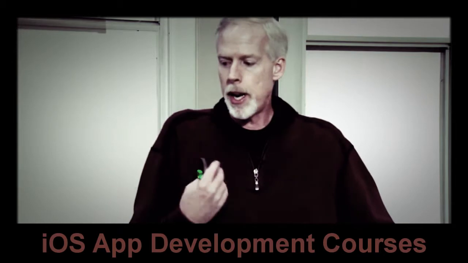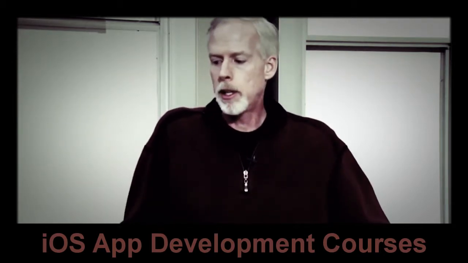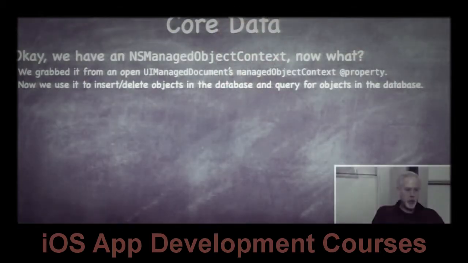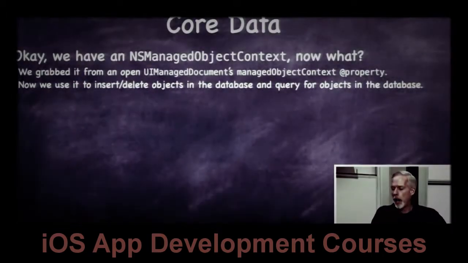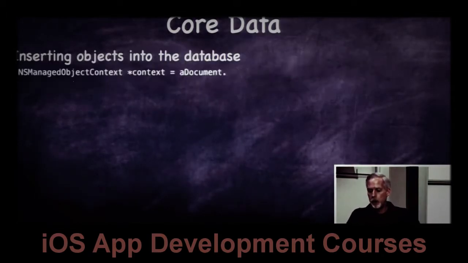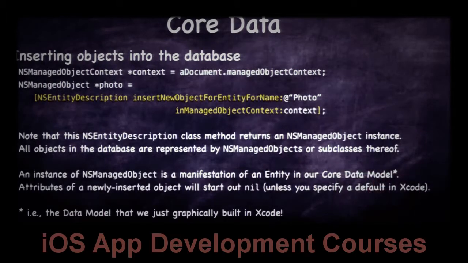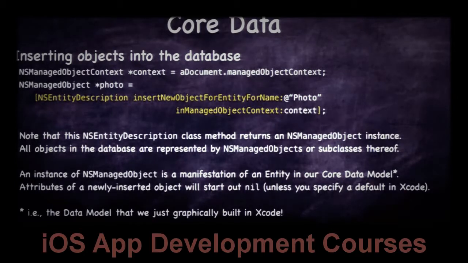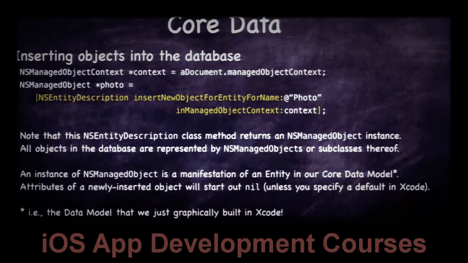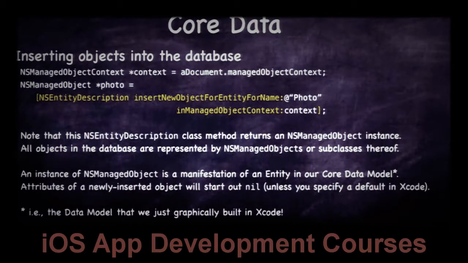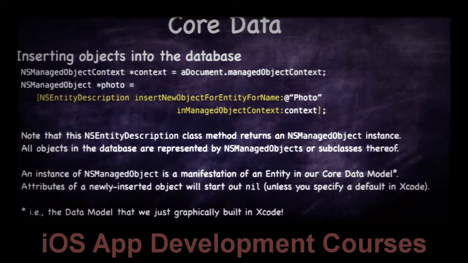All right, so now we have an NSManagedObjectContext that we got from our document. What can we do with it? Well, we can insert and delete objects, change attributes, and query for objects. Let's talk about doing all those things, starting with inserting. Let's say I want to put a new photo or a new photographer into the database. I do that with this method, a class method on NSEntityDescription called insertNewObjectForEntityForName:inManagedObjectContext:. You can see I can't insert an object without having a context. The context is the hook that lets you insert things in the database or query or anything. So you have to have the context.